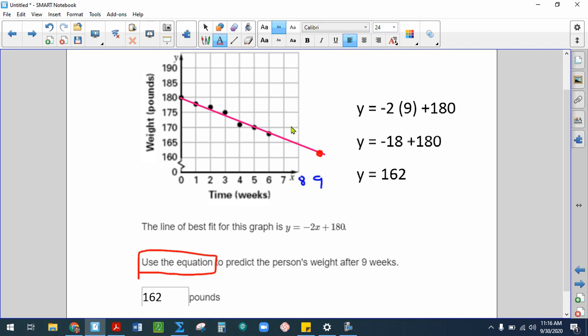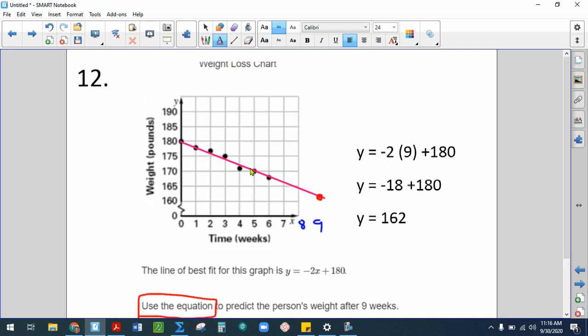Sometimes we ask you to make a prediction using the graph. That's it for quiz number 5.